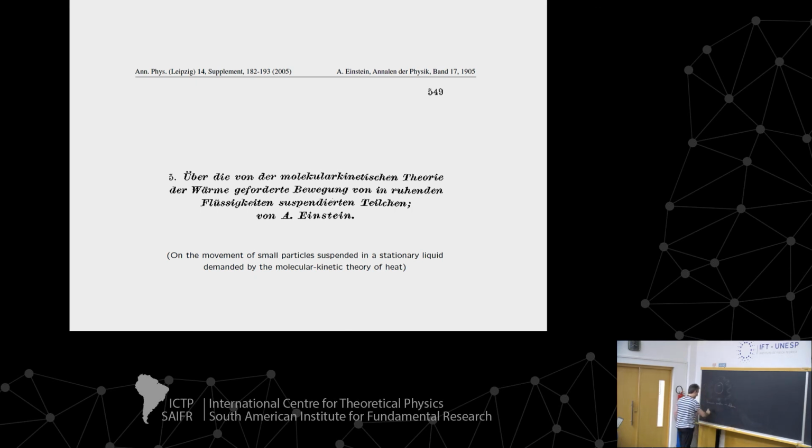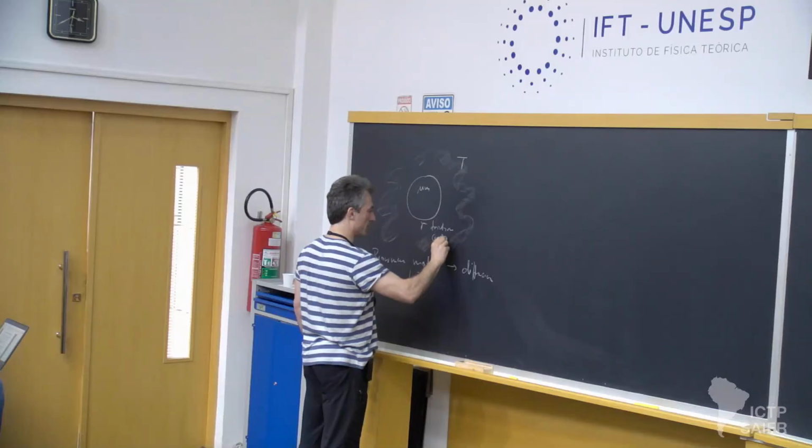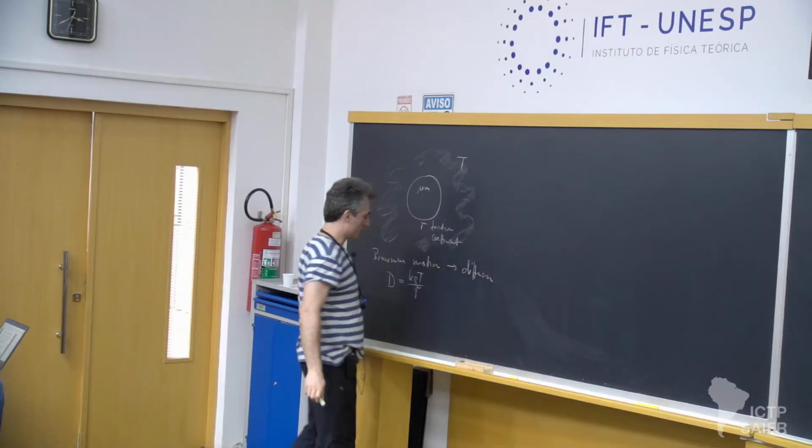And the diffusion coefficient is given by kBT, where T is the temperature of the water, kB is Boltzmann's constant, divided by gamma, and gamma is the friction coefficient of the particle. Okay? So it's a property of the particle in the aqueous solution.